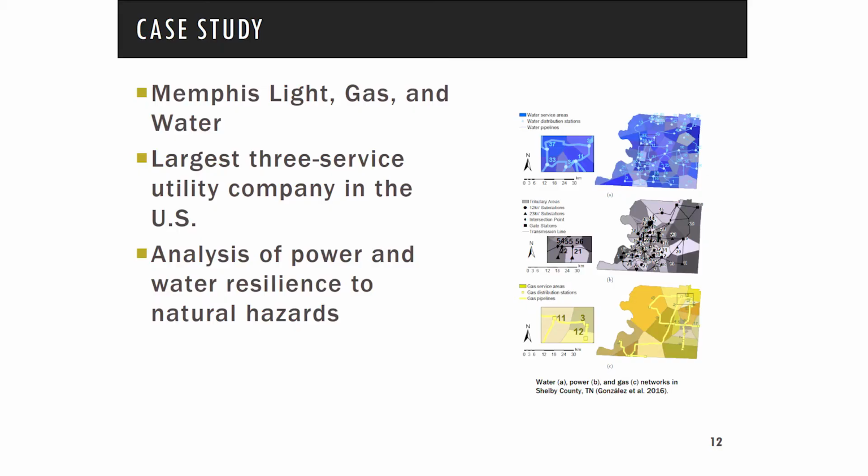It's a very interesting case study. Why? Because the utility company actually services the three infrastructures: the water, the power, and gas. And it's the same company that oversees this. Today we're going to focus mostly on power and water resilience to natural hazards as they relate to the community, since these are services that are quite critical to the community, so they have direct impact on the community.